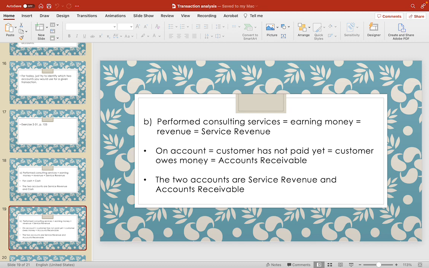And from the business's perspective, that situation is going into the accounts receivable account. This is an asset to the business. Accounts receivable represents monies owed to the business by customers. The customers owe the money because the business has already provided the service or product to the customer, and the customer has not paid yet. So that represents, from the business perspective, an asset because that's money that's owed to the business by customers. So the two accounts for letter B are service revenue and accounts receivable.